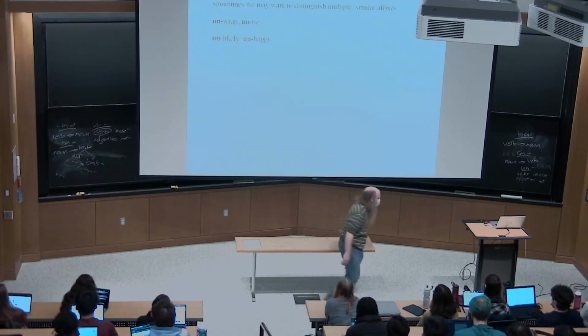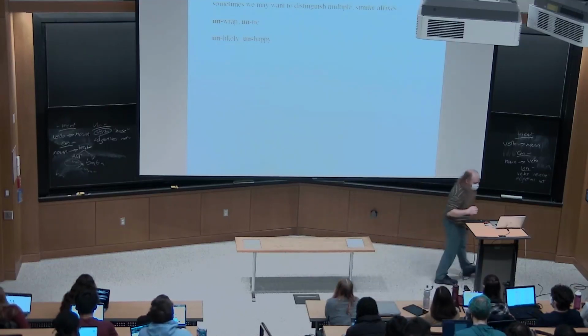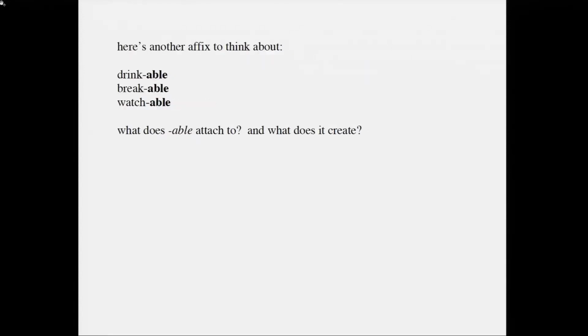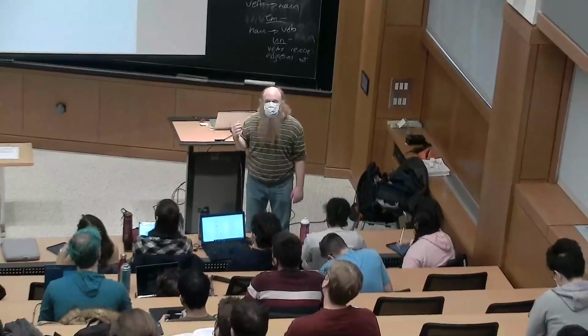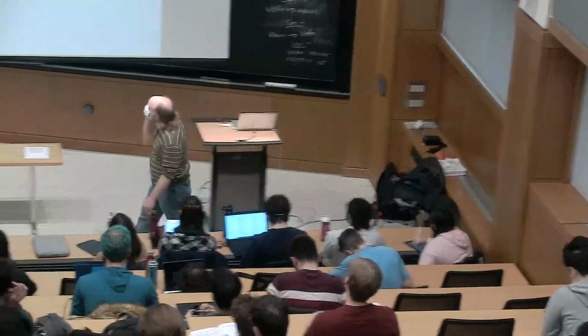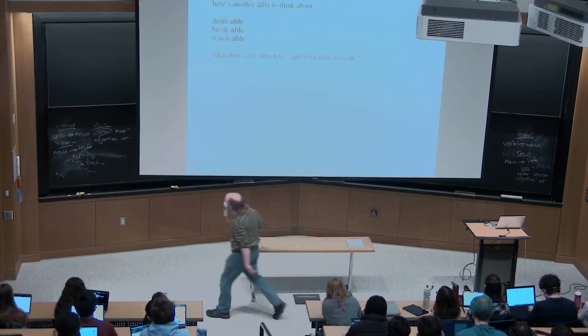Okay. All right. So we need, what does it attach to? What does it create? Okay, cool. So we need two uns. Here's another affix. So think about able: drinkable, breakable, watchable. What does able attach to? Verbs. And what do you get? Adjectives. Yeah, so able.